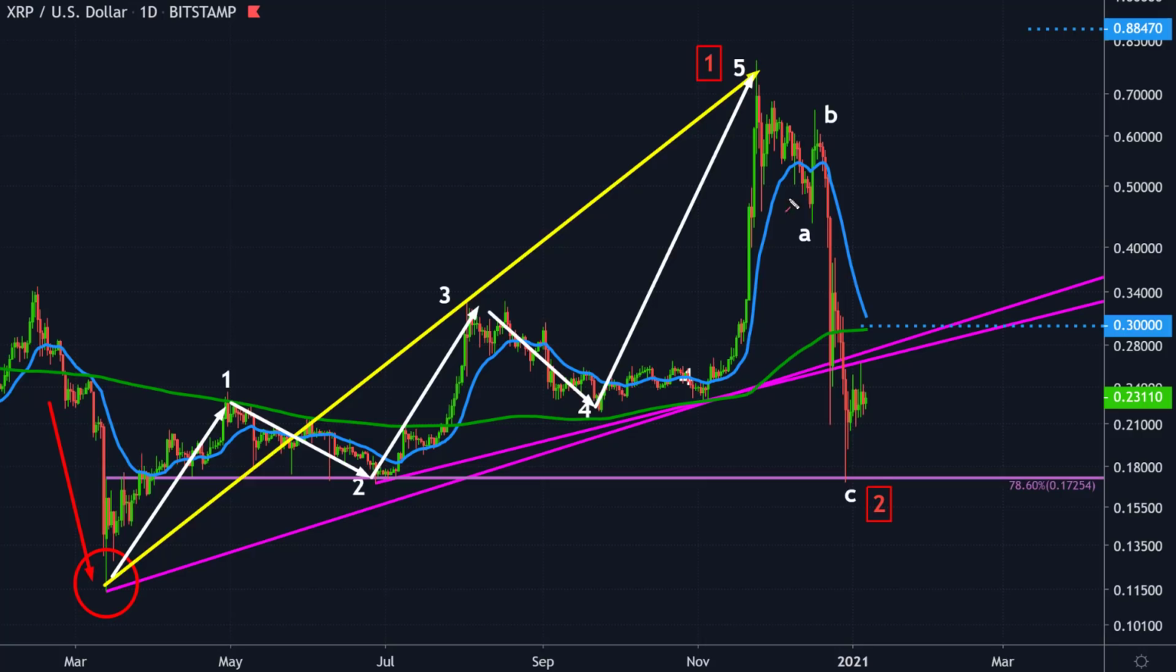Then we've had a very deep correction, as you can see here, very strong and steep correction, which is also made up of 3 waves. There's our A, B, C waves. On the balance of probabilities, that is the most likely scenario here for XRP.